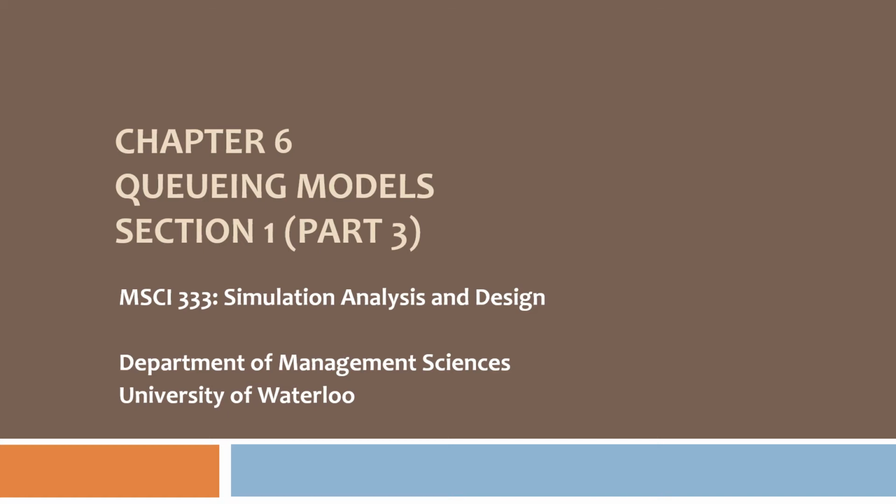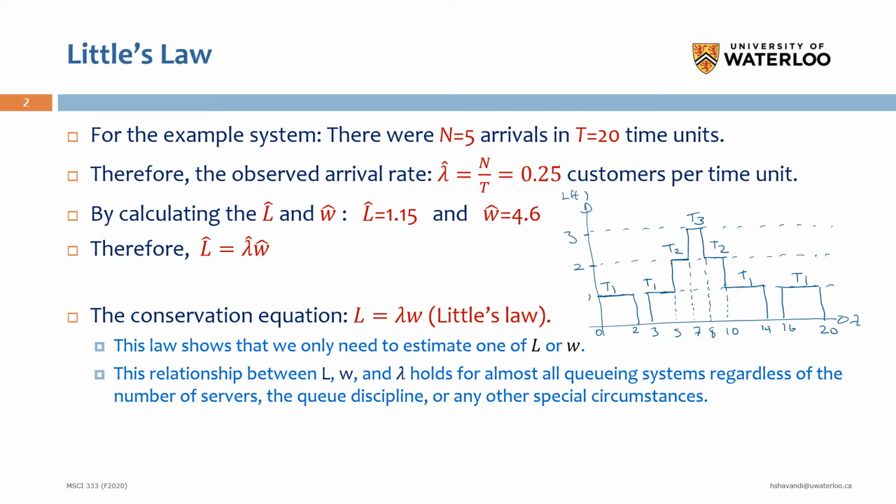Chapter 6, Queuing Models, Part 3, the last part of Section 1. So here we have Little's law. Let's see what it means and how it's interpreted.